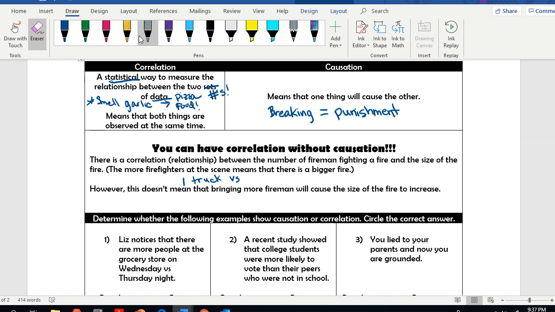One fire truck versus 3 trucks. Then there's more firefighters there, and that would imply it's a bigger fire. However, it doesn't mean that bringing more firemen will cause the fire to increase. In fact, we hope it will decrease. That's why you call more help in.